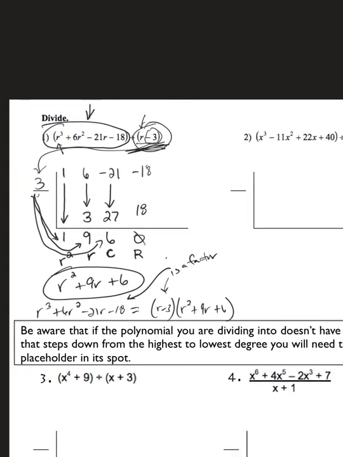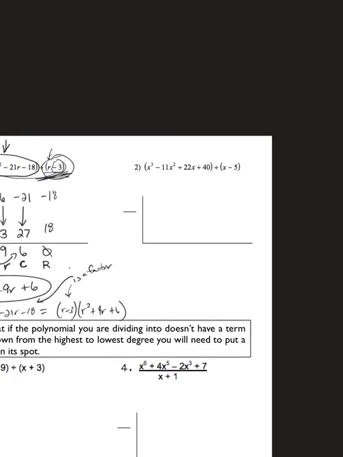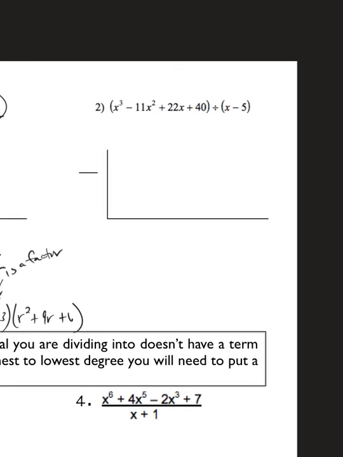Let's try this again with the next one. Again, remember that you have to take this -5 and push it over here and make it a positive. Change the symbol. I have the numbers 1, -11, 22, and 40. Those are my coefficients and then my constant.